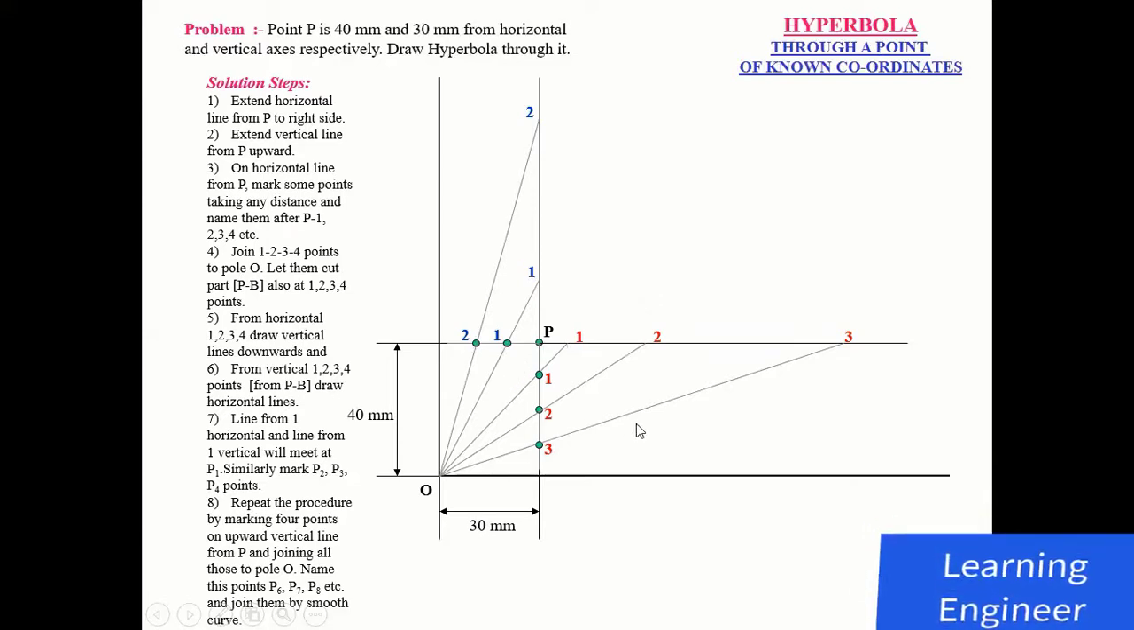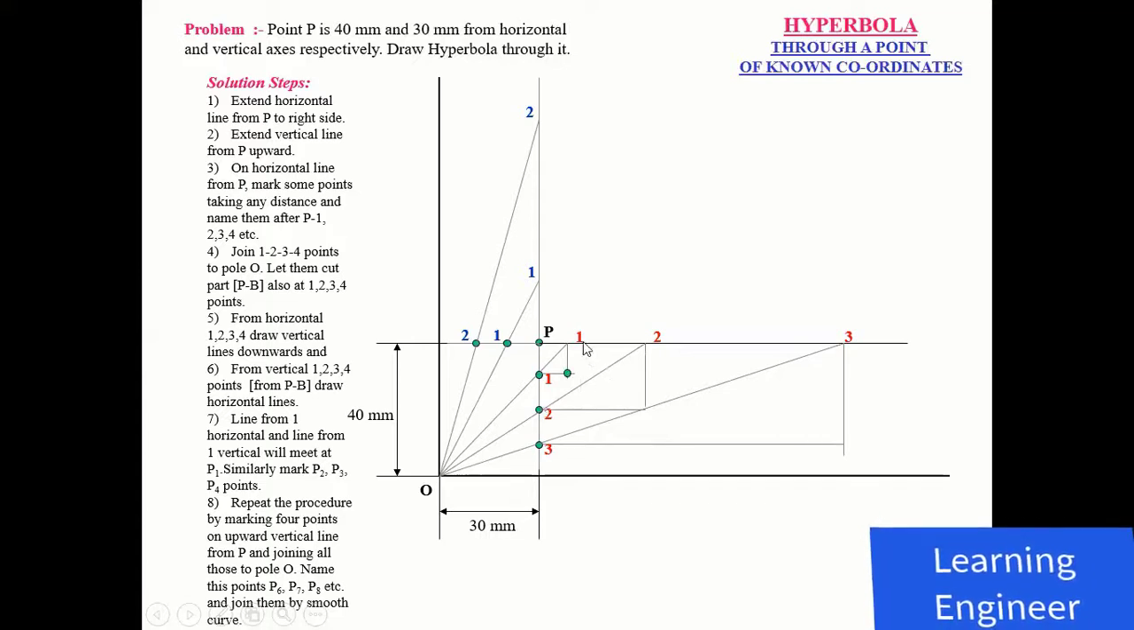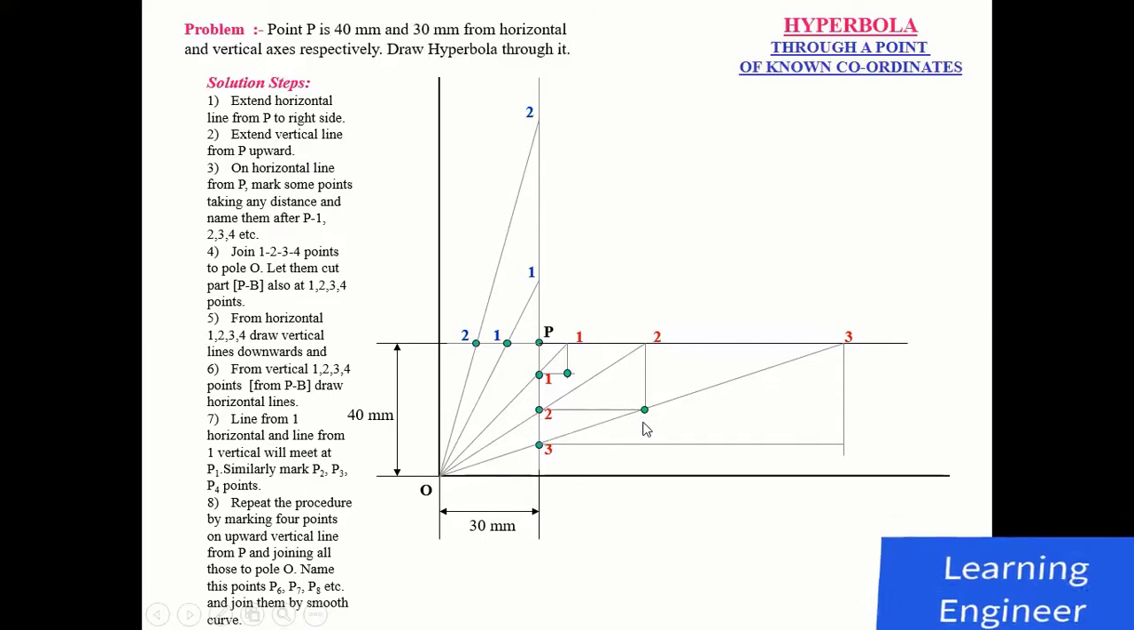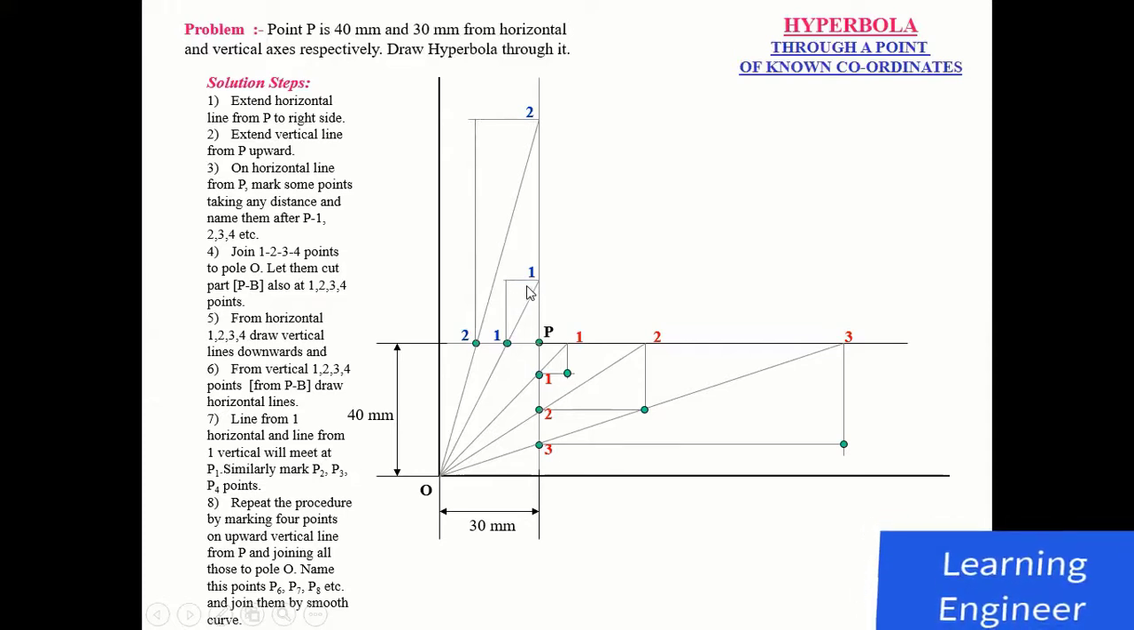Now we will draw a vertical line from these points 1, 2 and 3, and a horizontal line from these points 1, 2 and 3. The vertical line from point 1 and the horizontal line from point 1 intersect, and that gives a point. Similarly, vertical from point 2, horizontal from point 2, that gives another point. Similarly, vertical from point 3, horizontal from point 3, that gives another point. Now we will follow the same procedure over here also. Vertical from point number 1, vertical from point number 2, and horizontal from points 1 and 2, that gives another point. So through these points, our hyperbola will pass.